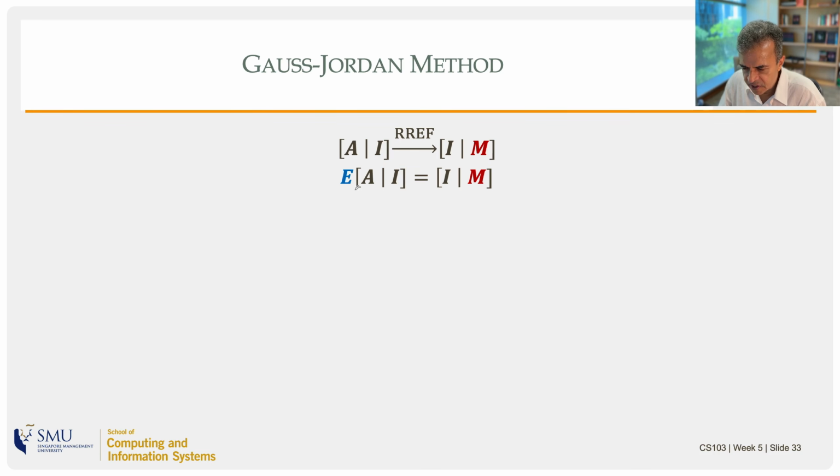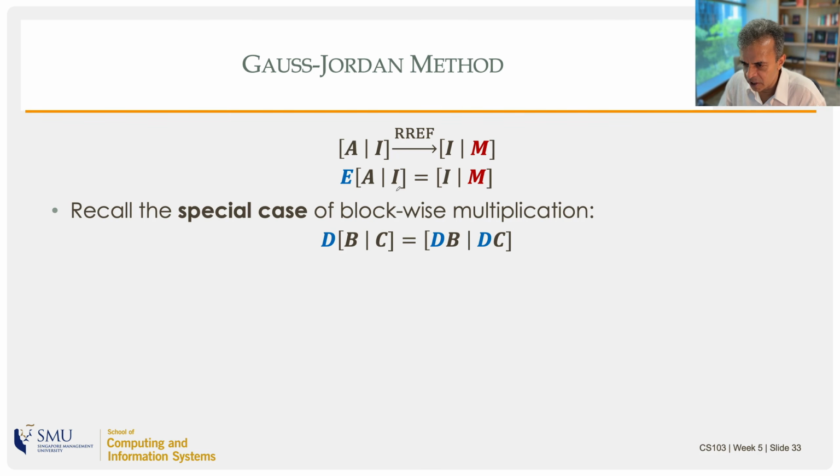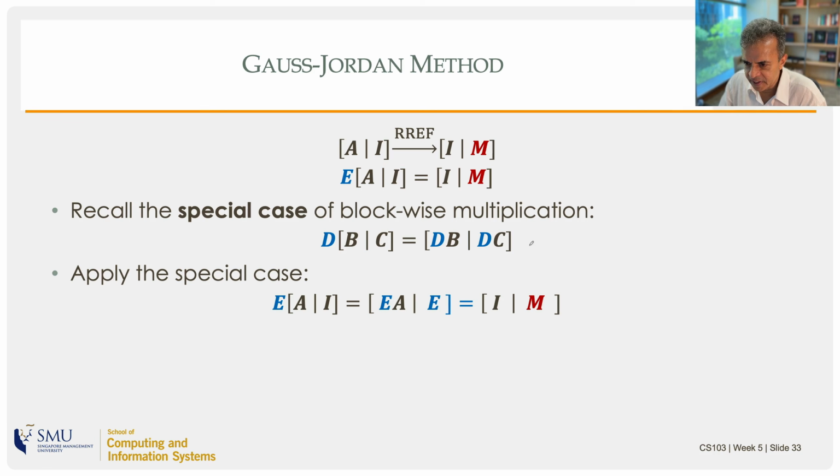Now I see that this is in the form of my block multiplication. So we saw in the previous slide, D times [B | C] is [DB | DC]. So let's apply that here. This E times [A | I] becomes [EA | EI], which is E. Then on the right hand side, we haven't done anything. It is just [I | M] as it used to be here.